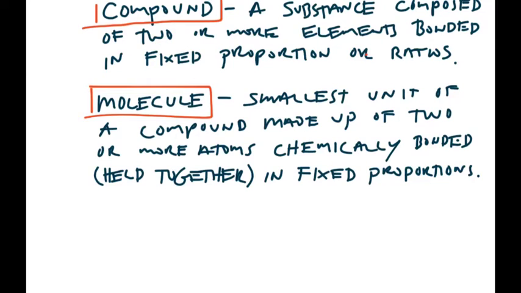Chemically bonded together means that they're held together in a way where they're in fixed proportions. So in other words, if we take water, for example, water has a fixed proportion of 2 hydrogens to every 1 oxygen. That fixed proportion doesn't change. If it does change, then it's not water anymore.